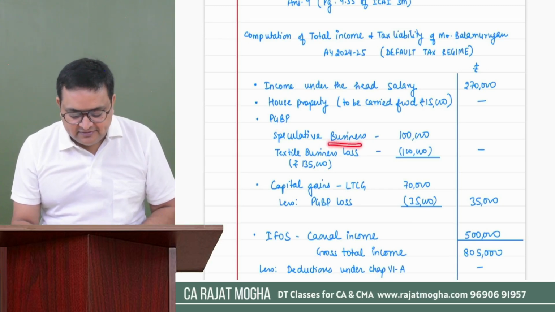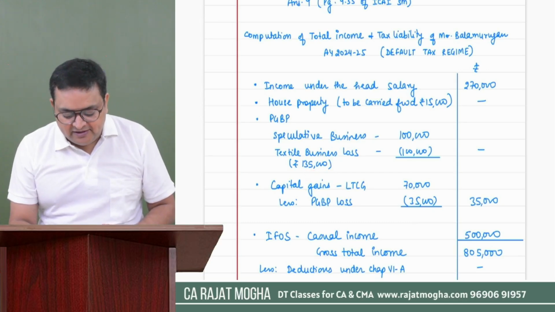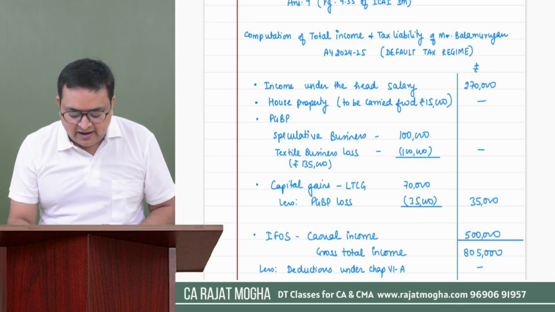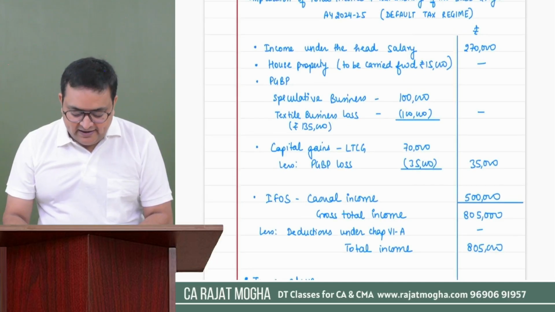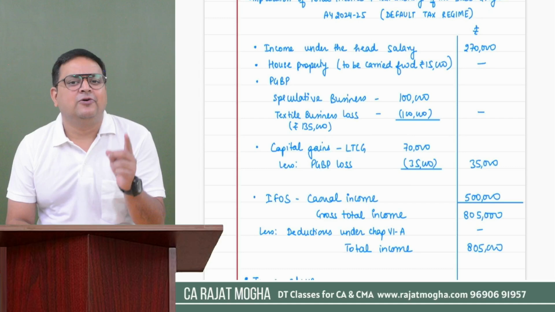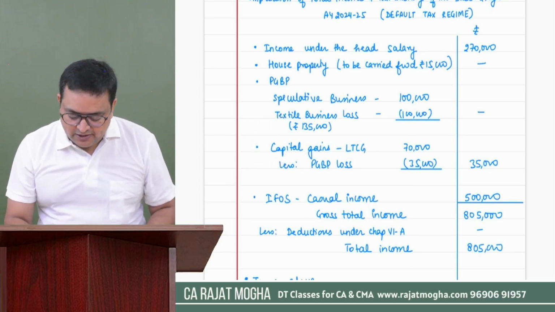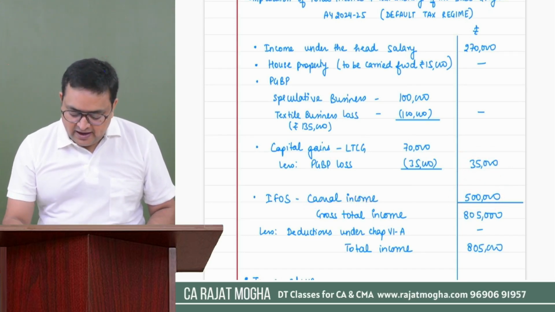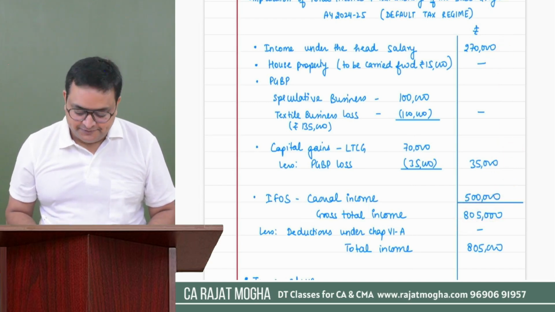PGBP, we have speculative business income of 1 lakh. We have a textile business loss, non-speculative loss of 135, but we can set it off only to the extent of 1 lakh. So the entire income is now set off by this loss, and PGBP income is 0. Capital gain, there was 70,000, and the remaining PGBP loss is 35,000. We can set it off from capital gain. We have already discussed it. So now the capital gain comes to 35,000, and casual income is 5 lakh. So we have gross total income 270 plus 35 plus 5 lakh, it is 8 lakh 5,000 rupees.